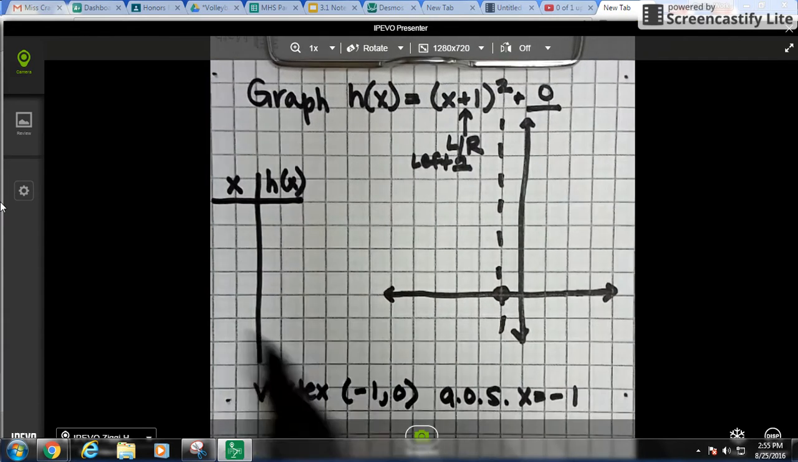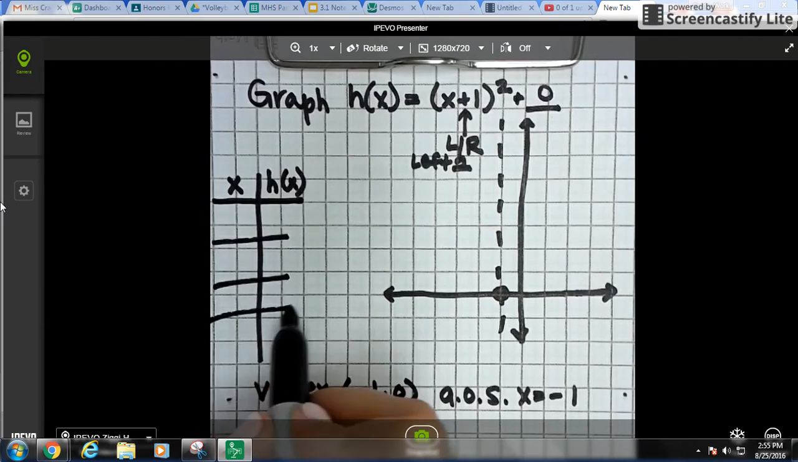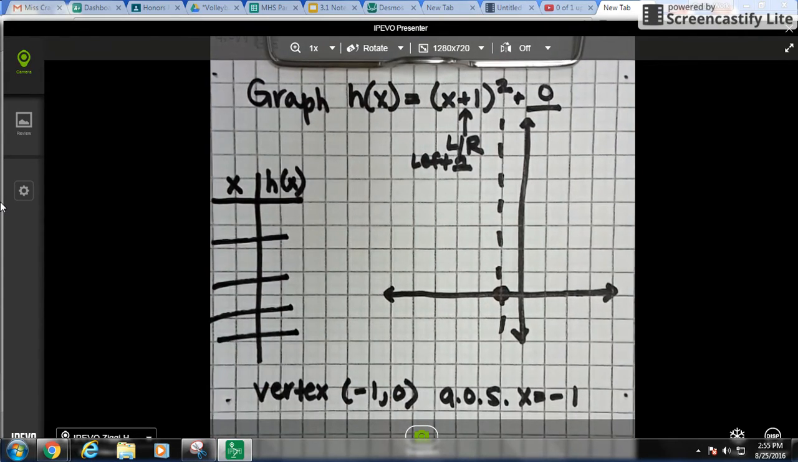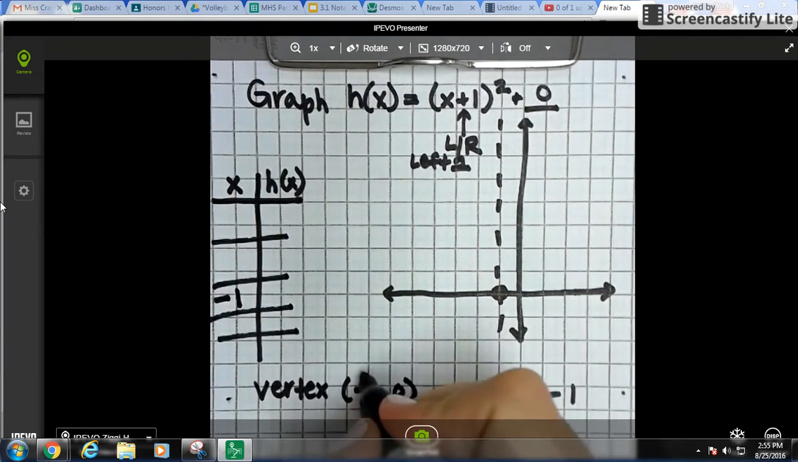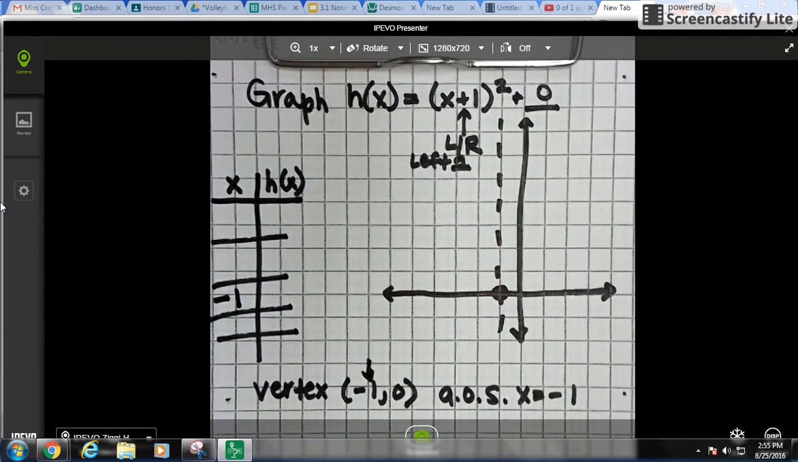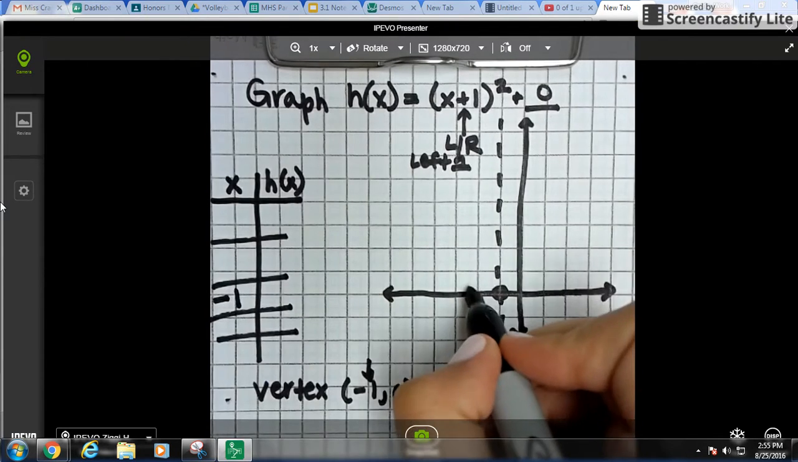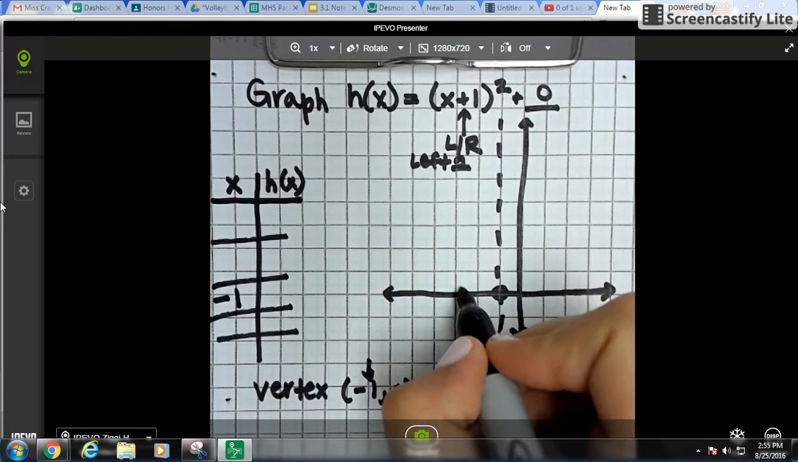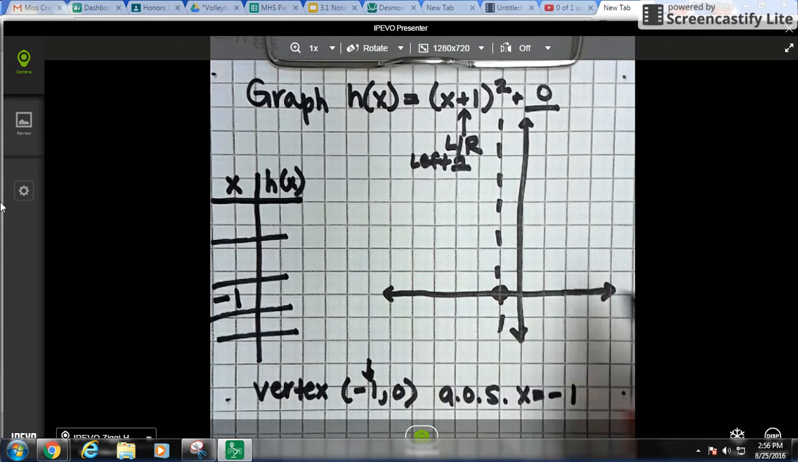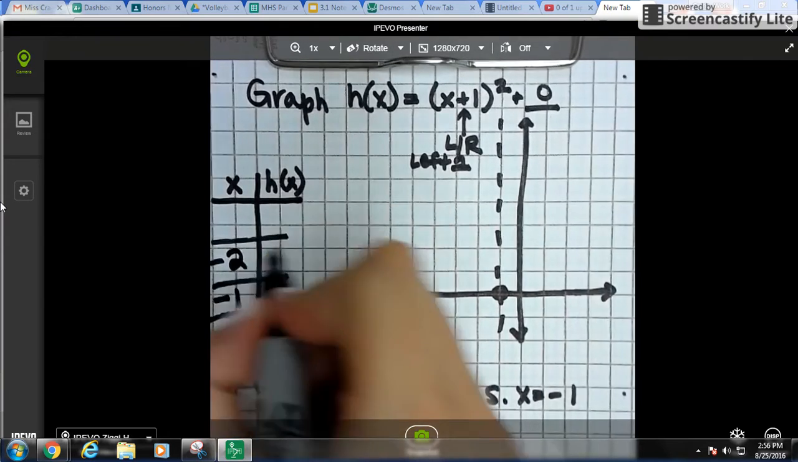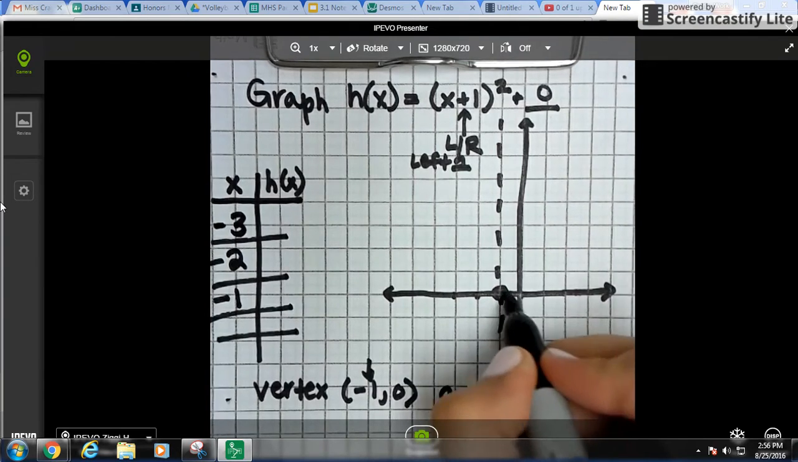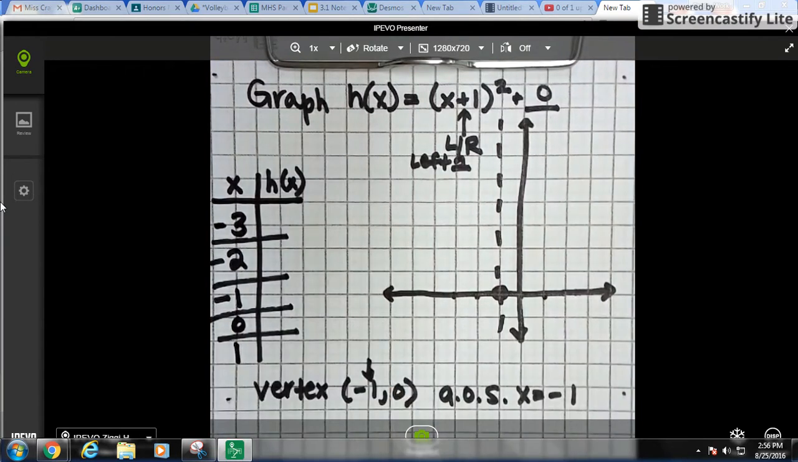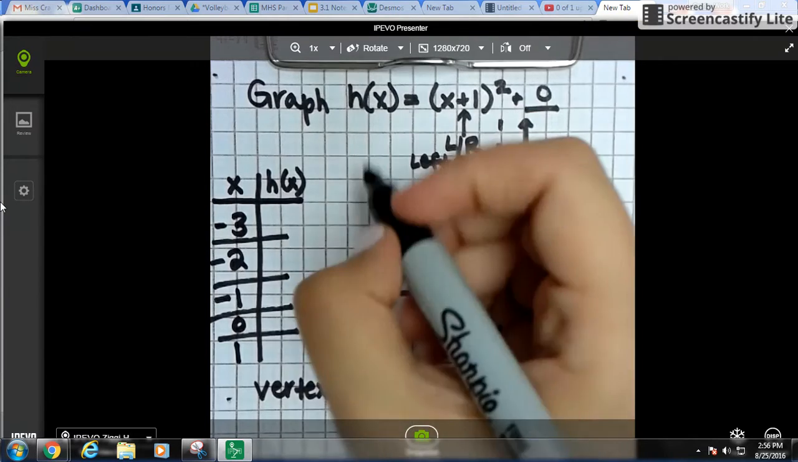So when we make our table, we want 5 values, but 0 is not going to be our middle value anymore because now we have shifted that graph. So our middle value is actually going to be the x value for our vertex, which is -1. So from there, we need to go 2 points to the negative side and 2 points towards the positive side. So 2 to the left would be -2 and -3, and 2 to the right would be 0 and 1. And now we're going to plug each of those into our equation.